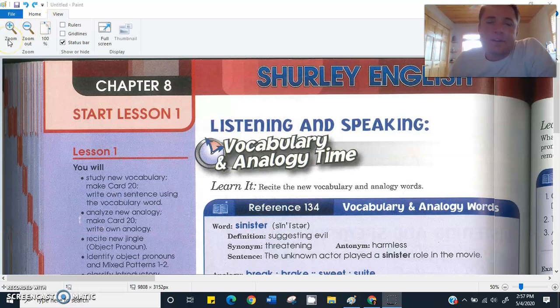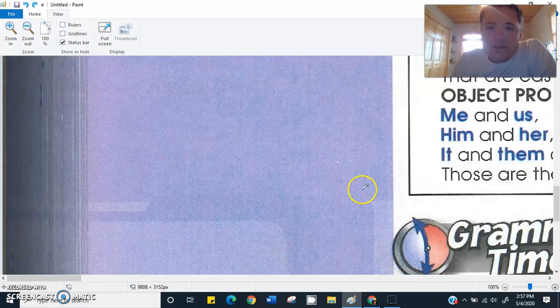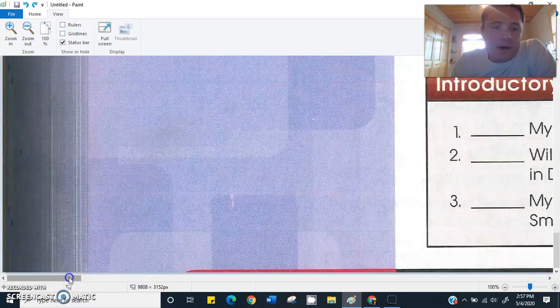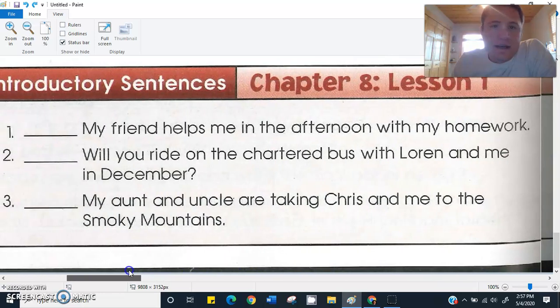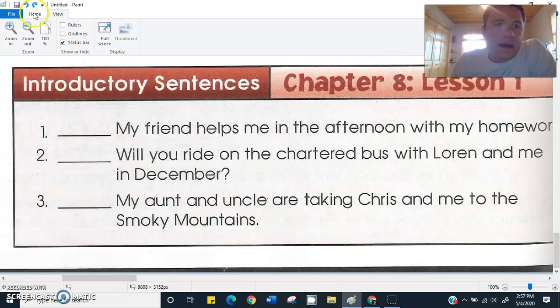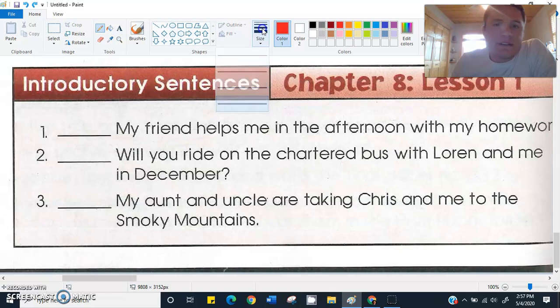We're about to enjoy our first digital English lesson. We are in Chapter 8, the very first lesson, and I know it's been a little while since we've been in our English textbooks. So I'm actually going to start here at the bottom of the first page of the lesson on the intro sentences, reviewing how we do these. And these are called mixed patterns, and you'll see why.